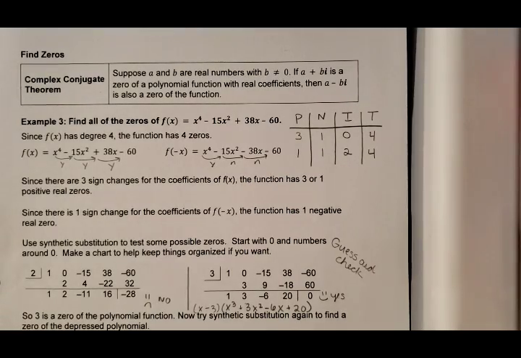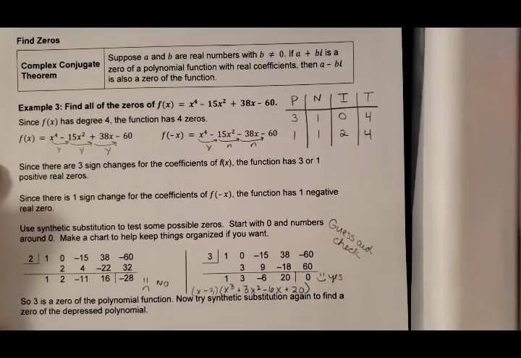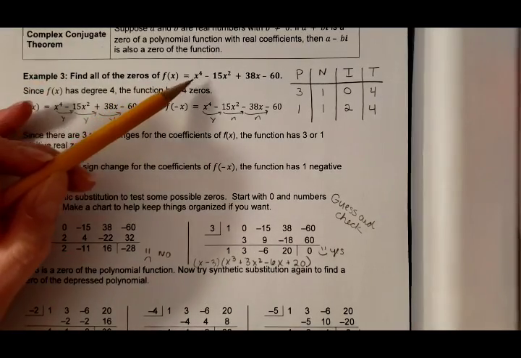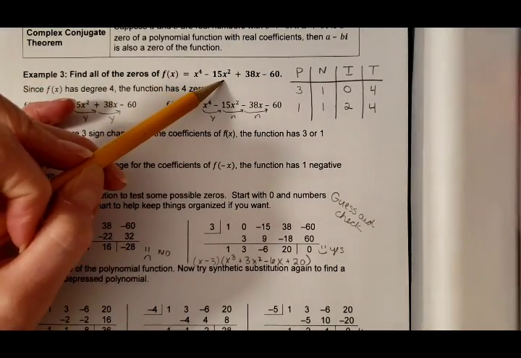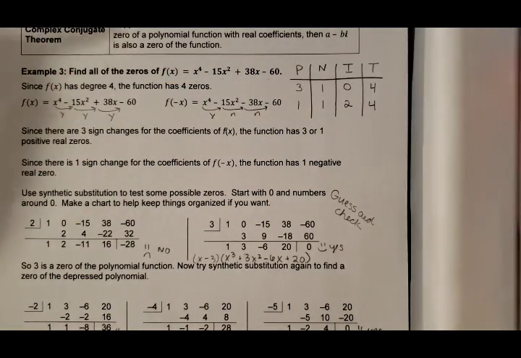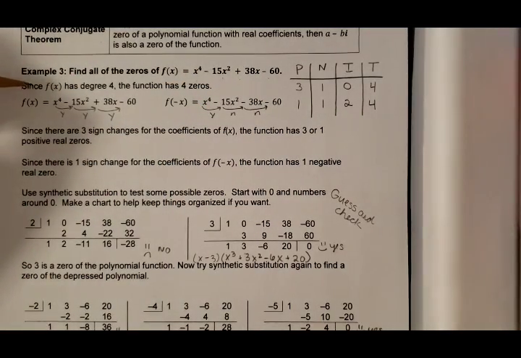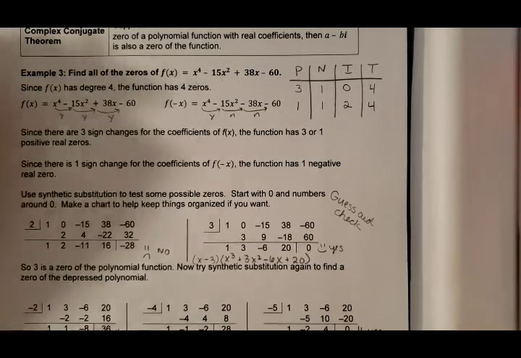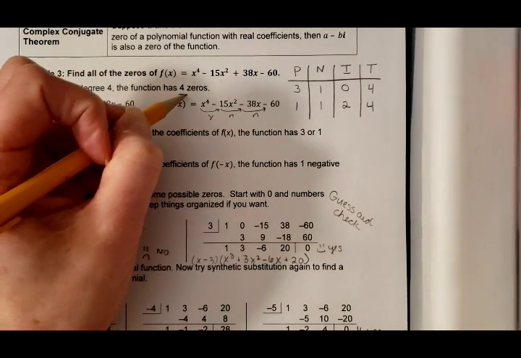I think I'll do the additional examples in a separate video because this one will get long enough as it is. So let's start out. Example 3. You've got to find all the zeros of x to the fourth minus 15x squared plus 38x minus 60. So first thing we want to do is talk about how many zeros it's going to have. It's going to have 4 zeros total.